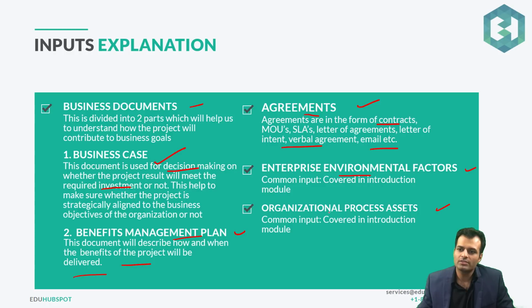Then we'll talk about EEF, OPA. So these two are actually, I would say, common inputs to most of the processes. So if you have the ITTO sheet with you, just flip it over. You will see that these are the two inputs which you will see in almost, I would say, 90% of your 49 processes. Why?